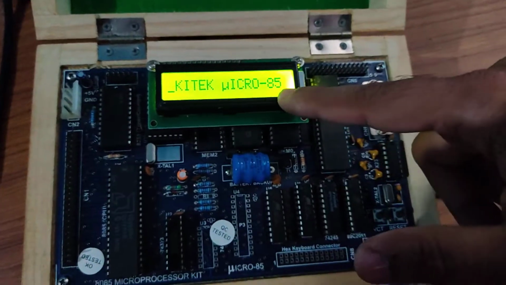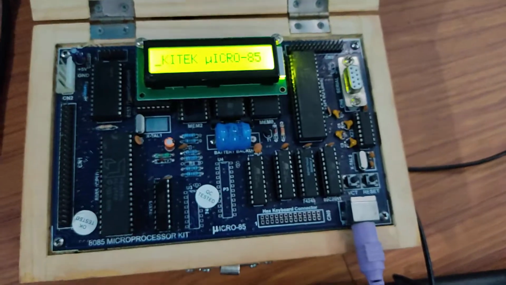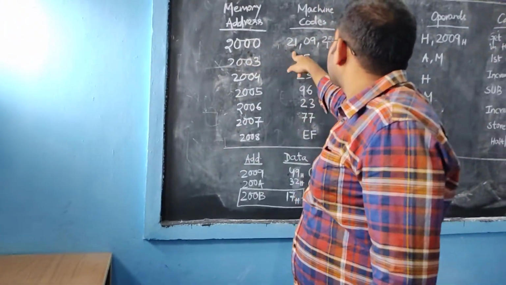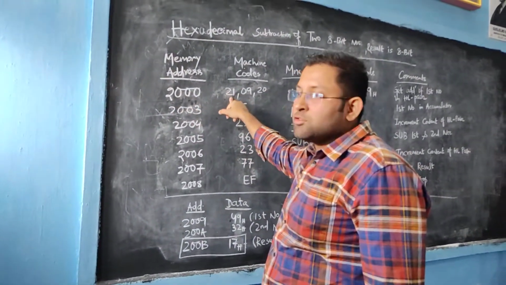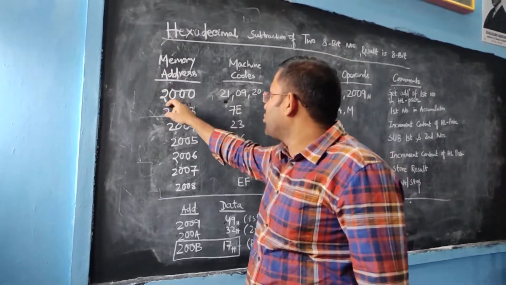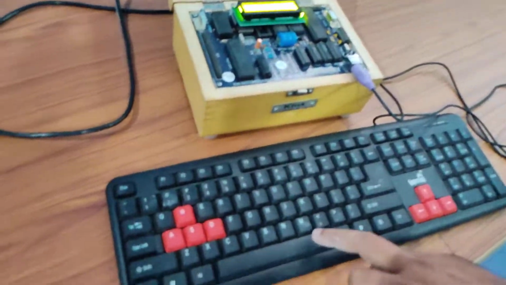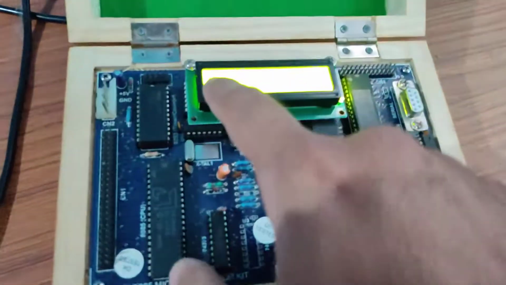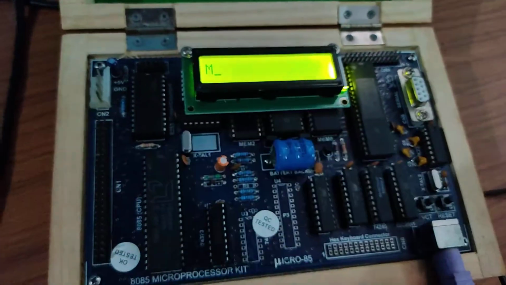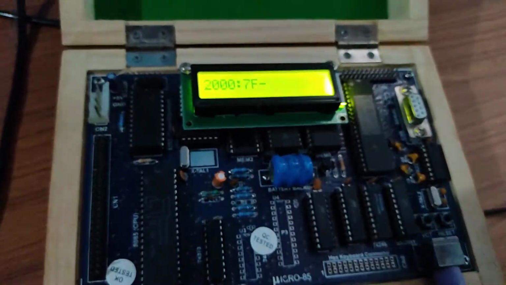Kitec Micro 85. So what will you do first? The first job is the starting address 2000. That means we will enter these machine codes one by one. First in 2000 we will enter 21. So the first job is to go to the address 2000. What is the command? The command is memory address. You push M, see here, M. You press 2000, Enter.